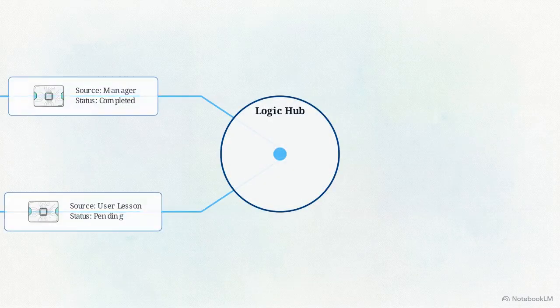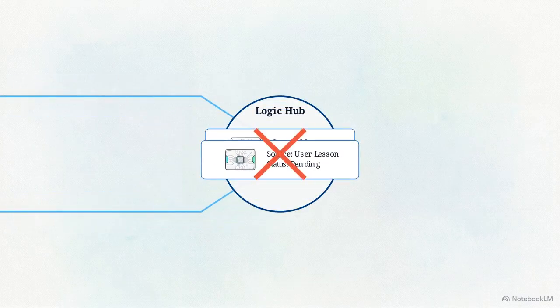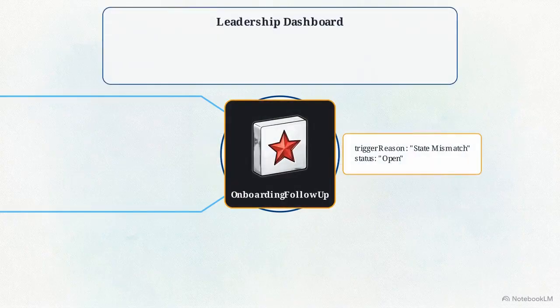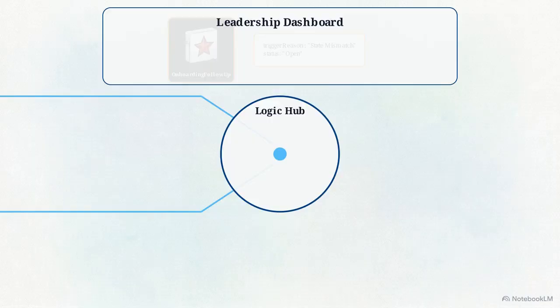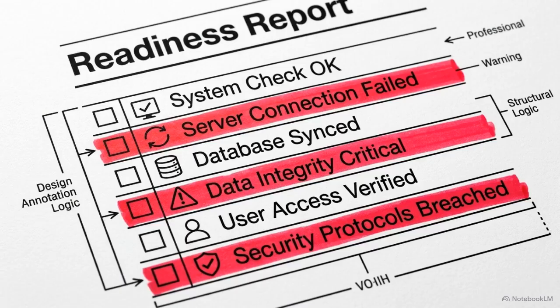If the manager's claim of completion contradicts the user's lesson input, the architecture does not overwrite the data. This data collision automatically generates an onboarding follow-up record. This record stays active until leadership resolves the discrepancy. This forces an investigation into the state of the user's readiness. Preserving these conflicting signals prevents the platform from reporting false readiness and exposes where the onboarding process is actually breaking down.